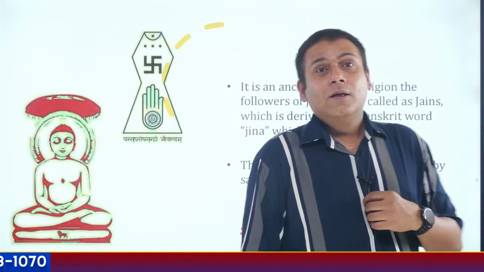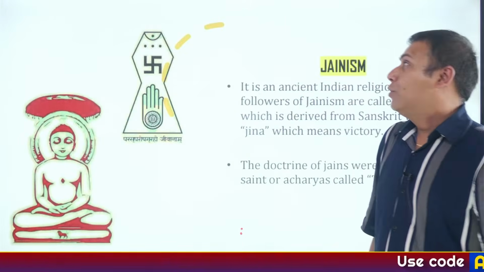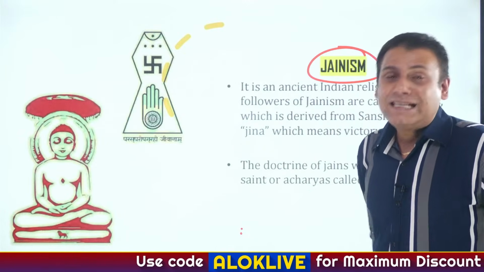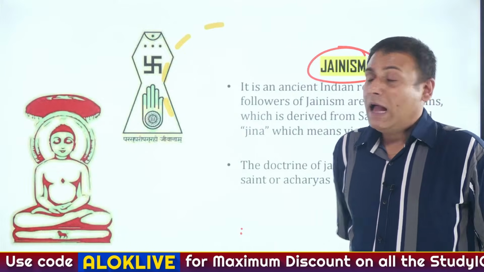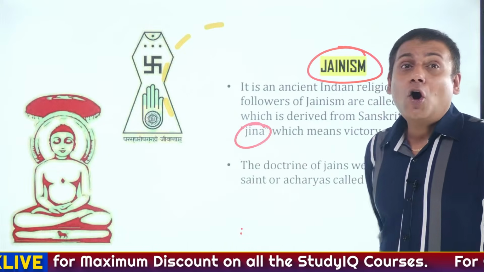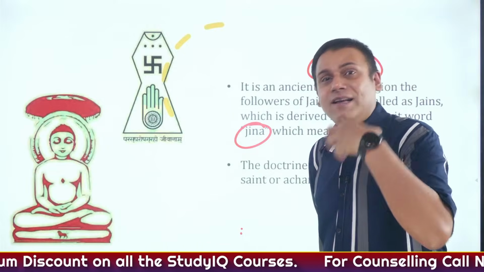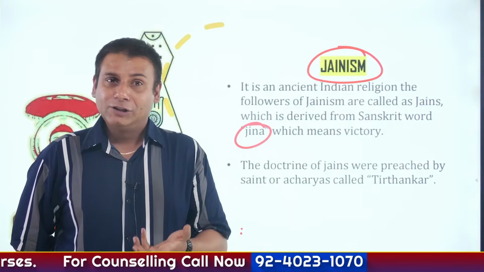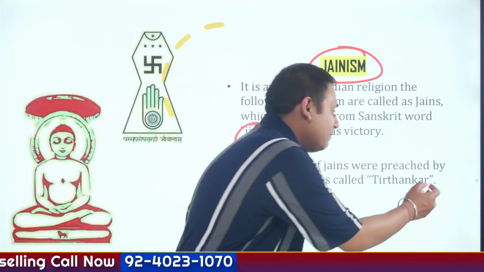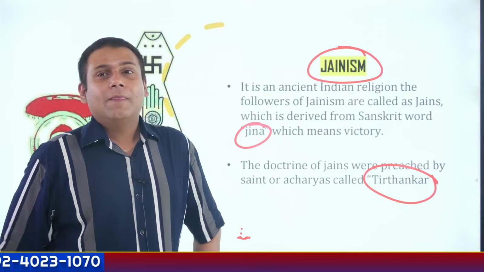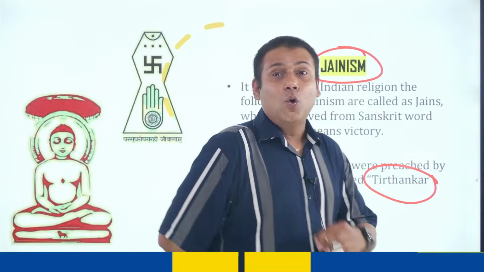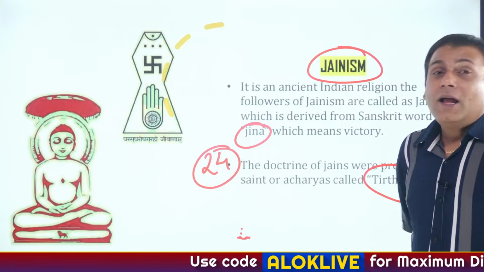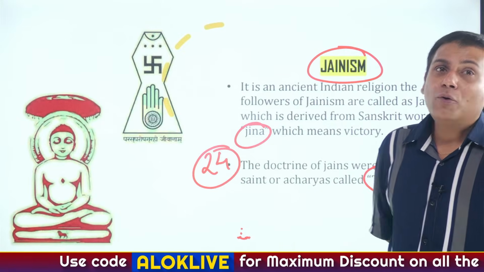Okay. Now let's talk about Jainism in short. The word Jainism has been derived from the word Jina. And the word Jina basically means conqueror. Conqueror of what? Conqueror of senses. The doctrines of Jainism were preached by different acharyas. And these acharyas are referred as Tirthankars. As per Jainism, totally there are 24 Tirthankars. I repeat, as per Jainism, there are totally 24 Tirthankars.